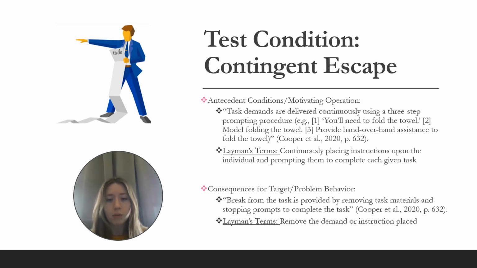Consequences for the target or problem behavior, as described in the textbook, is providing a break from the task by removing task materials and stopping prompts to complete the task. In layman's terms, this means removing the demand or instructions placed.